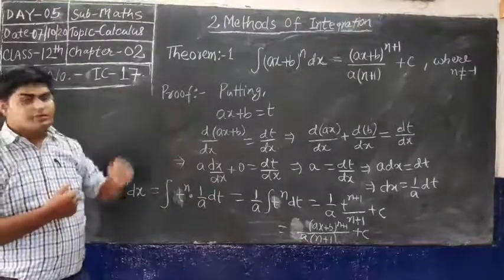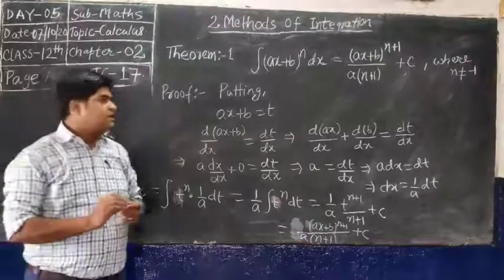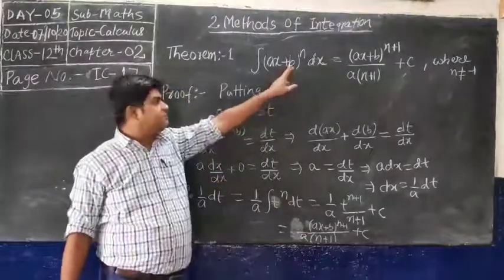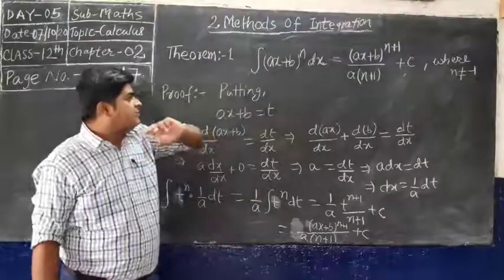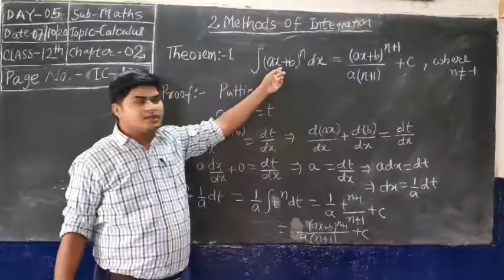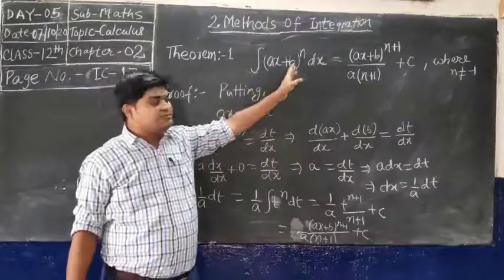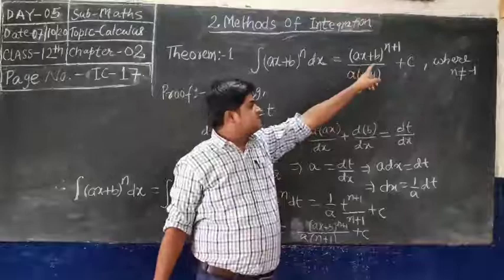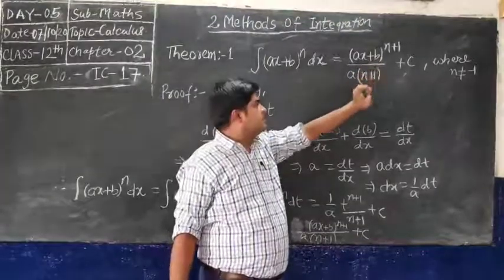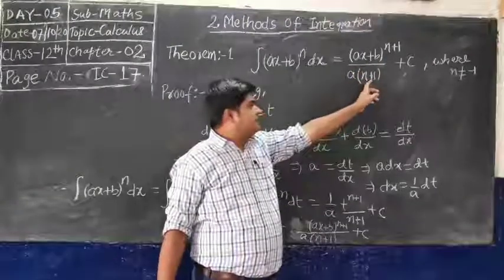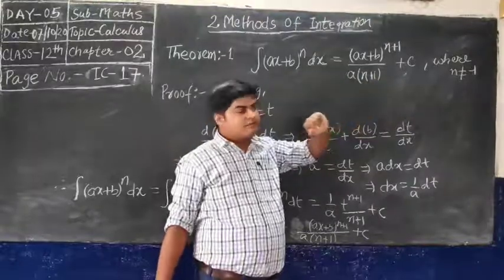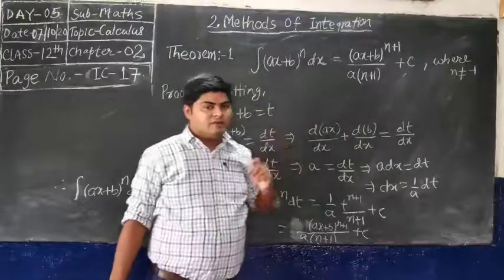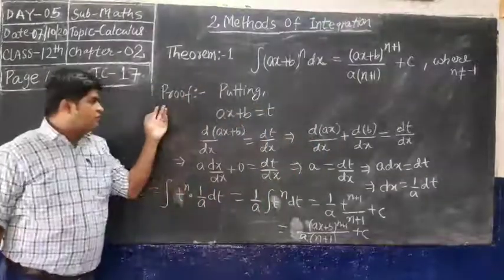So let us see theorem number 1. Suppose a function is in the form (ax + b)^n dx, and you have to find the integration of that function. Then the result is (ax + b)^(n+1) / (a(n+1)) plus a constant term, where n does not equal minus 1. Okay, so let us see how to prove it.